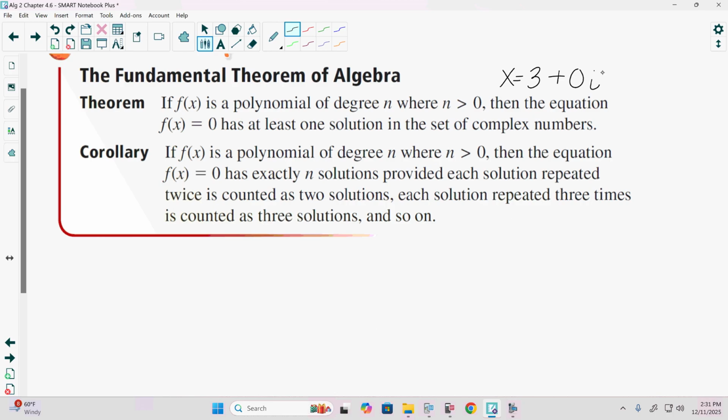The corollary says if f of x is a polynomial of degree n where n is greater than 0, then the equation has exactly n solutions, provided each repeated solution twice is counted as 2 solutions, and each repeated solution 3 times is counted as 3, so on and so forth. So that means the degree is equal to the number of solutions.